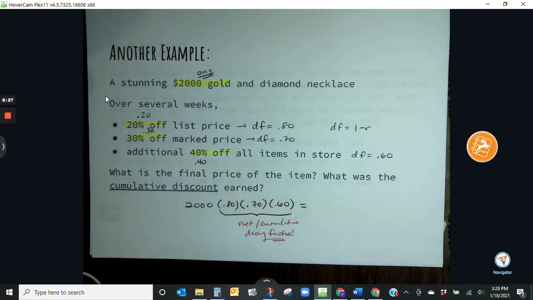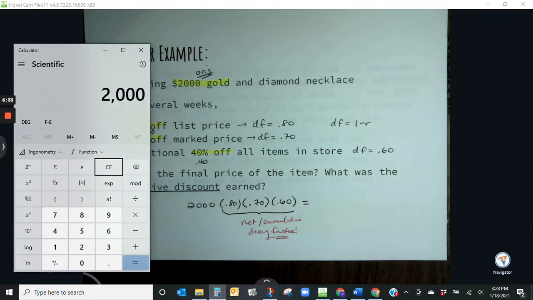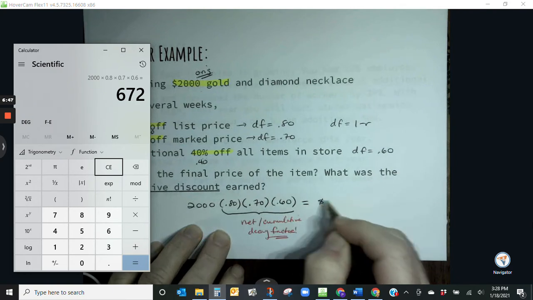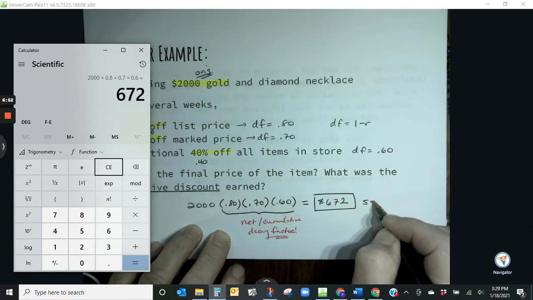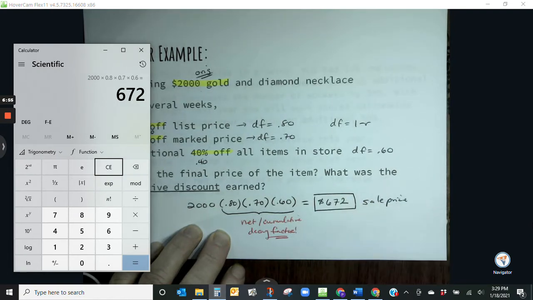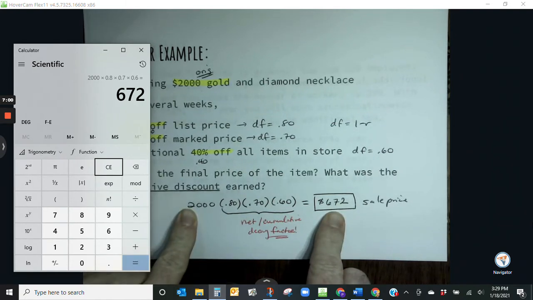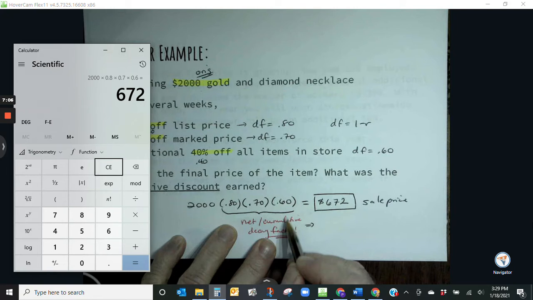So, let's see if we can figure this out. Go back to my trusty calculator. I have 2,000 times 0.8 times 0.7 times 0.6. And it says that the price of that $2,000 necklace is now $672. That's the sale price. Now, I could use that as the new and that as the original, and go back and solve for the cumulative factor. But right there is my cumulative factor.